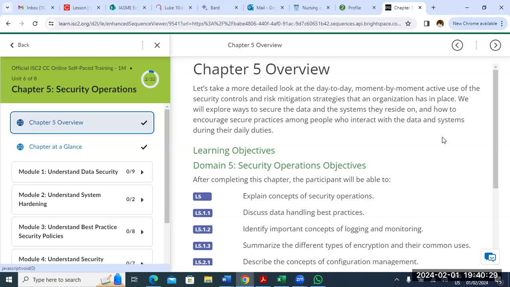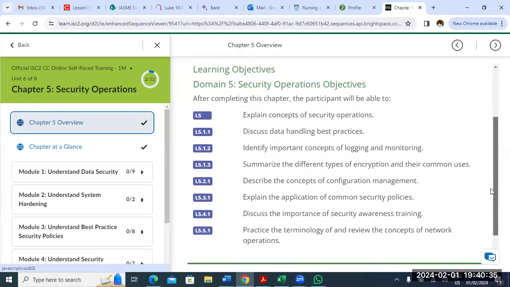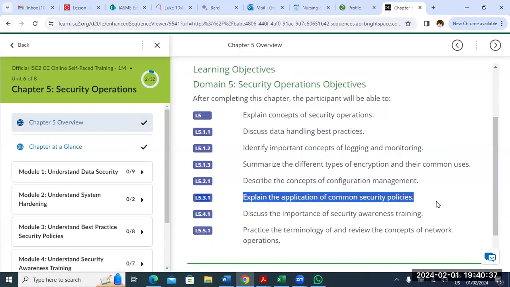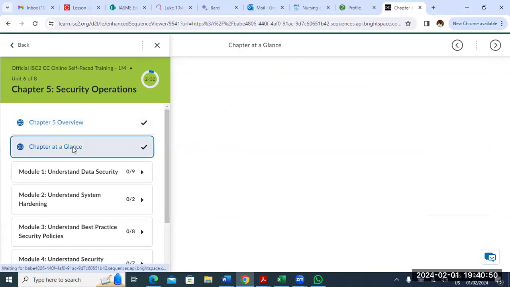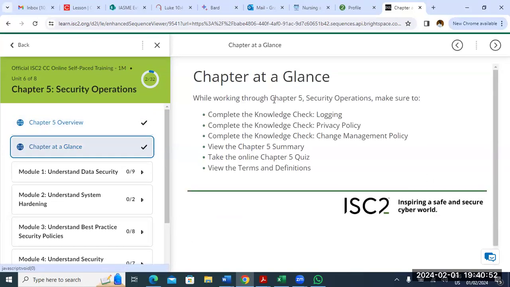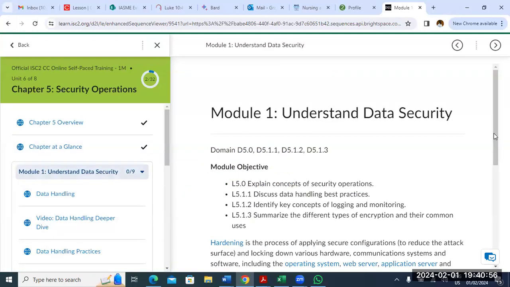within your environment. And also to summarize the different types of encryption and their common uses, and the configuration management, security policies, which is the driver, how to apply it, and the security awareness training, that one is always ongoing. Then other network operations. So things are part of the same information.